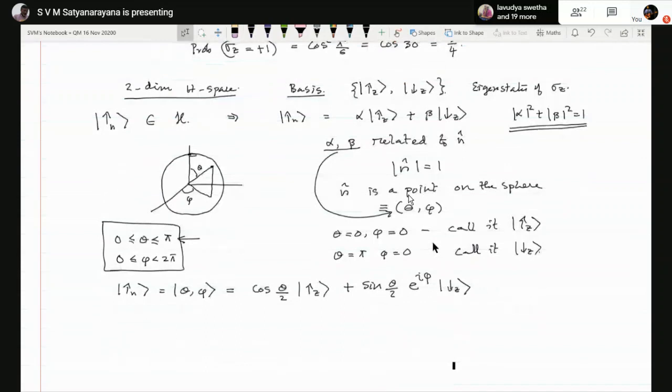This unit sphere is what is called a Bloch sphere. All spin states will be points on the Bloch sphere.